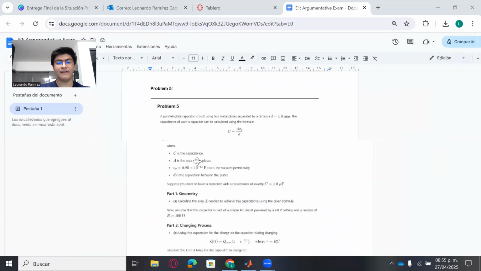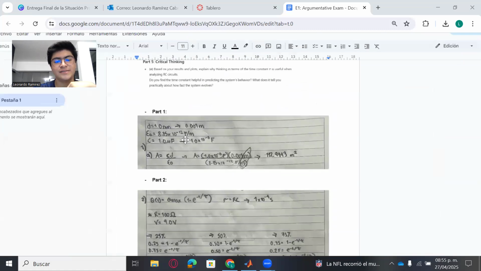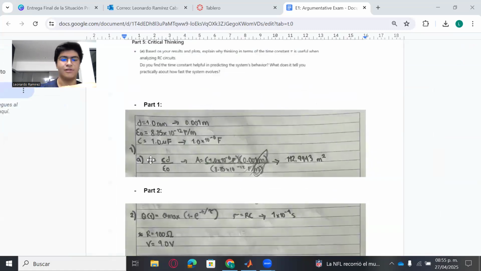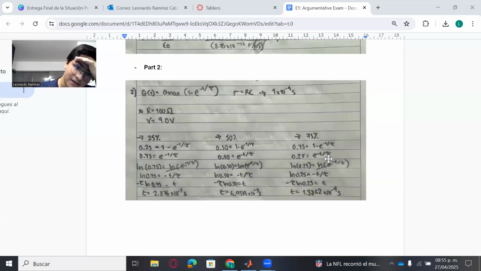And for problem 5, first, what we have to do, oh, sorry, it's lagging. What we have to do is just clear A out of the equation, so that we solve for A with the values we are being given. Of course, we have to be careful with units as always. And for part 2, it was kind of easy. We did this in class actually.